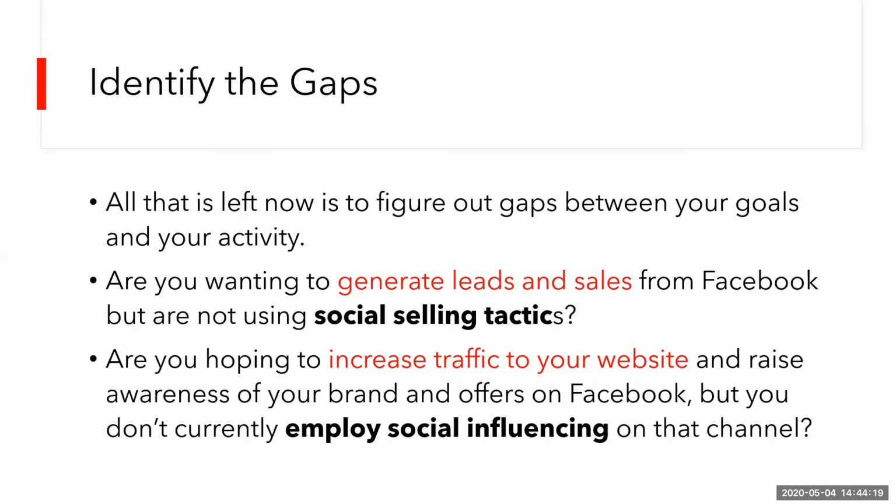So after you've done this, all you are left to do is figure out the gaps between your goals and your activity. So are you wanting to generate leads and sales from Facebook, but you are not using social selling tactics? Then there is something wrong. Some gap is there which you need to fill. Are you hoping to increase traffic to your website and raise awareness of your brand and offers on Facebook, but you don't currently employ social influencing on that channel? Again, there is a gap, right? So you need to figure out the gaps and then do the needful to fill them, depending on what your goal or objective is.